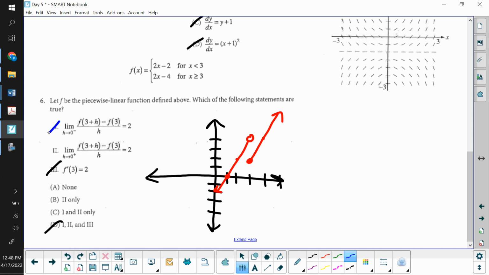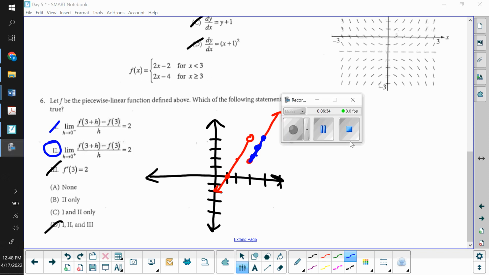So let's look at our other ones. Let's pick points a little to the right. Well, if I connect those to the closed circle, that slope is 2. If I pick something closer, that slope is 2. That slope will always be 2 as we get closer from the right, so therefore choice 2 does work out. And that's a pretty hard question.